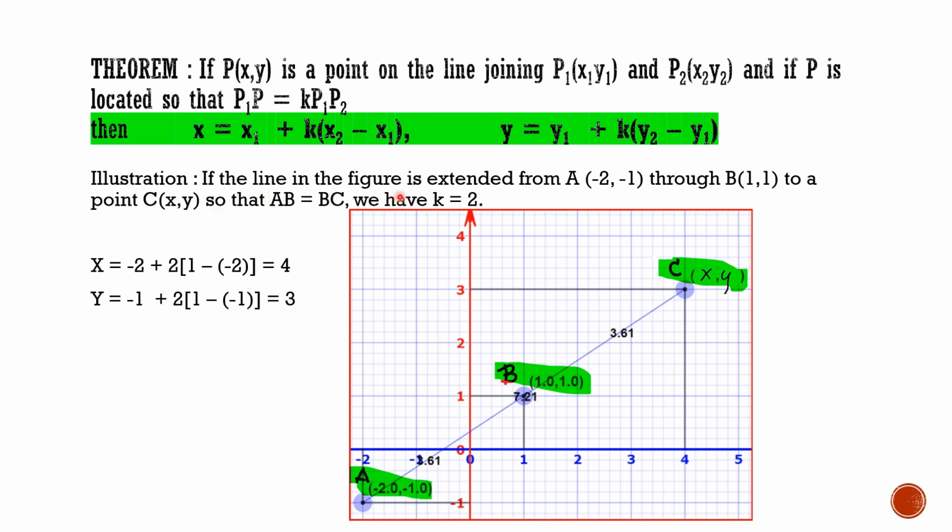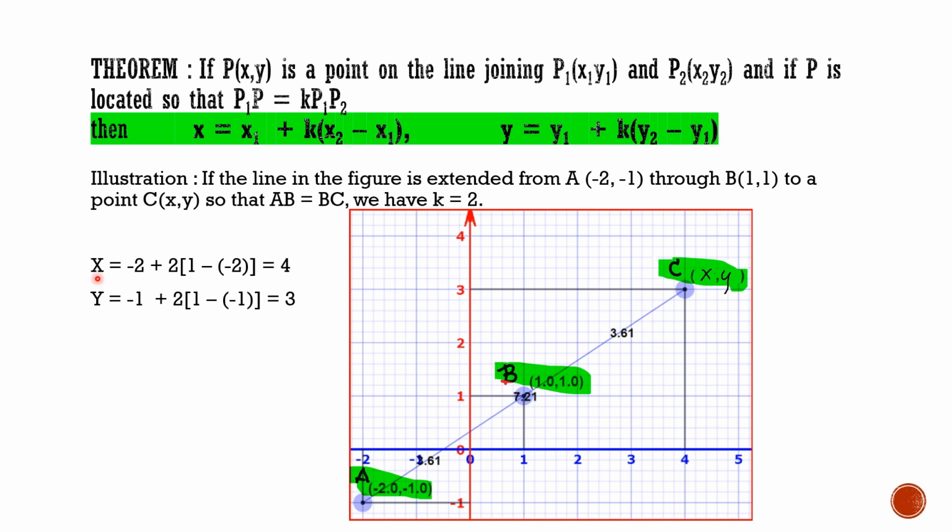If the line in the figure is extended from A (negative 2, negative 1) through point B (positive 1, positive 1) to a point C, so that AB is equal to BC, we have k equal to 2. So this is the y-axis and this is the x-axis. We have point A (negative 2, negative 1) and point B, which is (1, 1), and if we extend that line to an arbitrary point (x, y) so that AB is equal to BC, we have a k of 2.